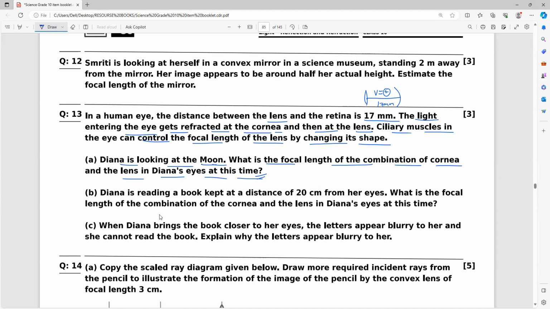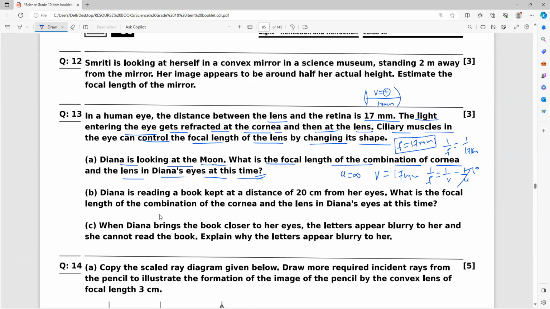She is seeing a far object. Far object means object distance is what? Infinity. So image distance is what? 17 mm. That is all they are asking for, the focal length. So 1 by f is equal to 1 by v minus 1 by u, because it is a lens. So 1 by u will become 0. So 1 by f is equal to 1 by v, and v equals 17 mm.